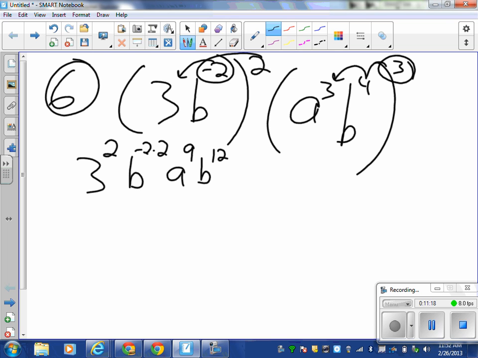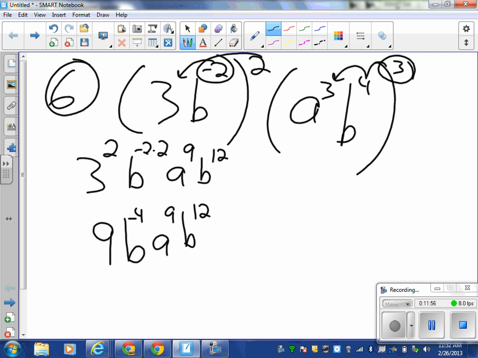I just wrote the numbers down this time. I didn't show you what I was doing. Okay, you can do it that way. Take 3 times 3 is like 9. 4 times 3 is 12. You can do that instead of showing it. And next up, 3 squared would be 9. And I have my b. Negative 2 times 2 is negative 4. a to the 9th power, b to the 12th.